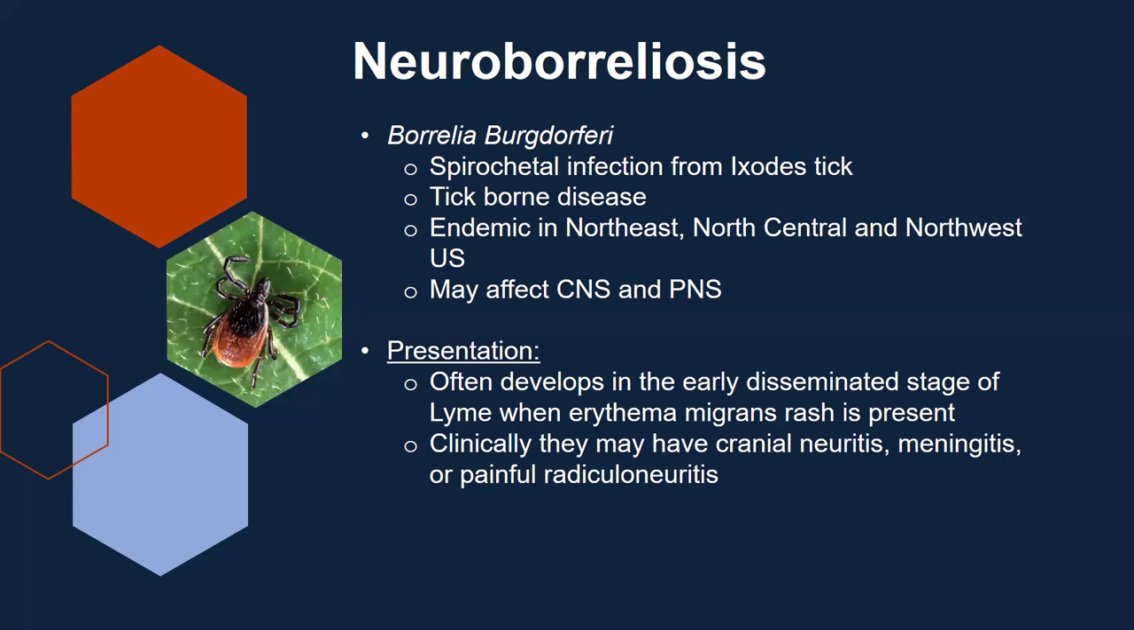There's early localized disease, early disseminated disease, and this occurs weeks after the initial infection. Most neurologic complications occur during early disseminated disease, and patients can have a cranial nerve palsy or neuritis, meningitis, or a radiculoneuritis. Rarely, Lyme disease can cause a transverse myelitis of the spine, but it is important to remember that during this early disseminated disease, that's when you get the classic erythema migrans rash. And then there's also late disease.